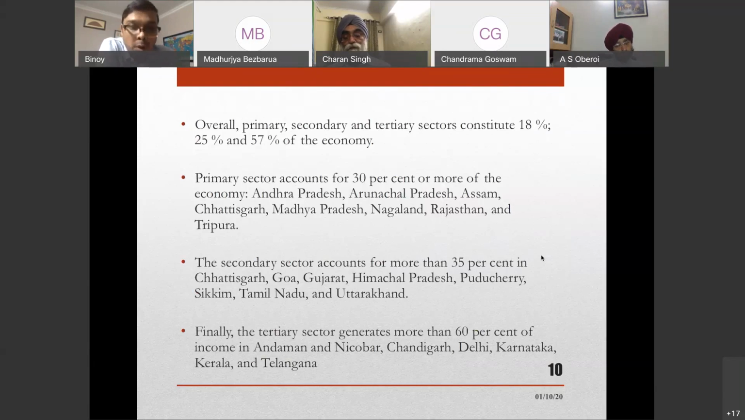Then the secondary sector accounts for more than 35% in Chhattisgarh, Goa, Gujarat, Himachal Pradesh, Puducherry, Sikkim, Tamil Nadu, and Uttarakhand. And finally, the tertiary sector generates more than 60% of income in the Union Territories of Andaman and Nicobar, Chandigarh, Delhi, Karnataka, Kerala, and Telangana. In these states, where the secondary and tertiary sectors are prominent, we expect that the impact of the lockdown, and therefore of the pandemic, will be severe compared to the states where the primary sector is prominent.